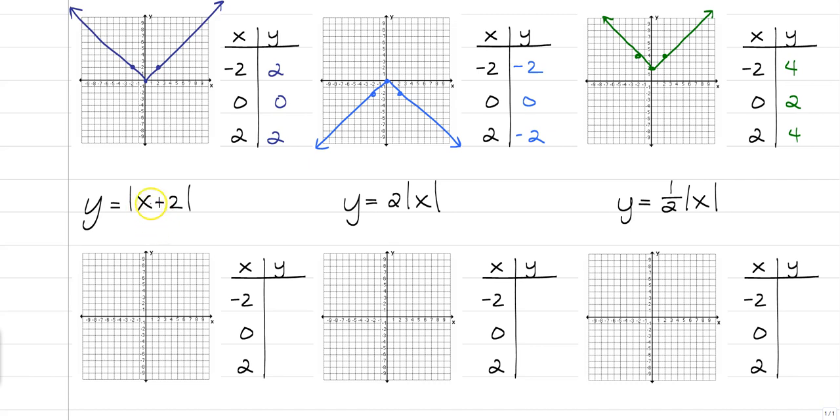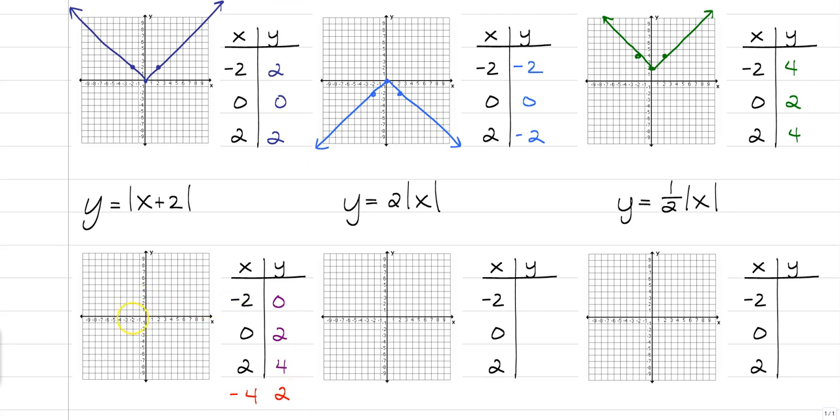What happens if we put a plus or a minus 2 on the inside of the absolute value? Well, that's going to be negative 2 plus 2 is 0, and the absolute value is 0. 0 plus 2 is 2, the absolute value of 2 is 2. And 2 plus 2 is 4, and the absolute value of 4 is 4. So now we need to go backwards a little bit. I'm going to throw in one more coordinate here, and let's just say a negative 4. Negative 4 plus 2 is a negative 2, and the absolute value is going to be 2.